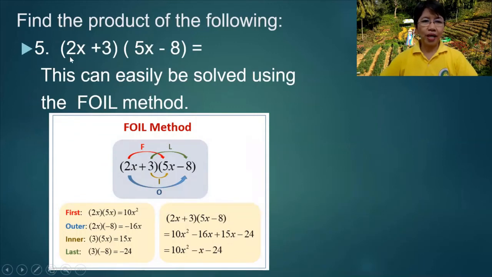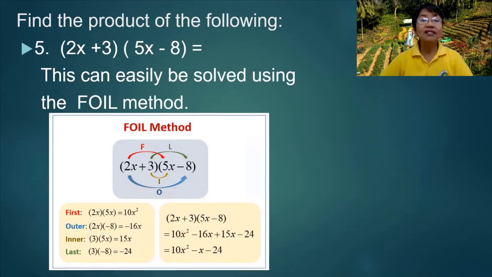Number 5, 2x plus 3 times 5x minus 8. This can easily be solved using the FOIL method. FOIL stands for the first terms, or the product of the first two terms, and the outer terms, the inner terms, and last terms. So first, we have the product of 2x times 5x, which is equal to 10x squared. Then O is the product of the outer terms, 2x times negative 8, and we have negative 16x.